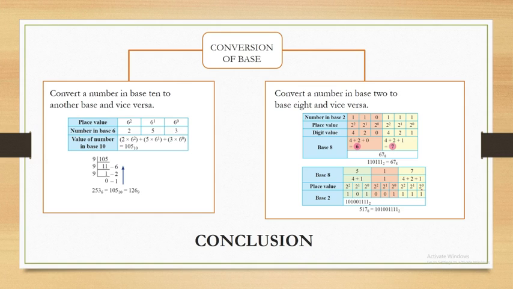And for the second map is convert a number in base 2 to base 8 and vice versa. If we take a look for these two, the difference is the first table is base 2 to base 8, and this one is base 8 to base 2. If we take a look for here, the number value is evolving at the last row. Meanwhile, the number value for this process is at the first row.